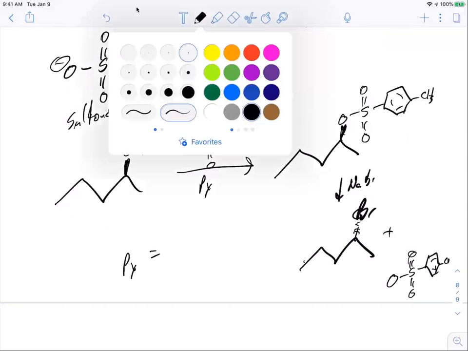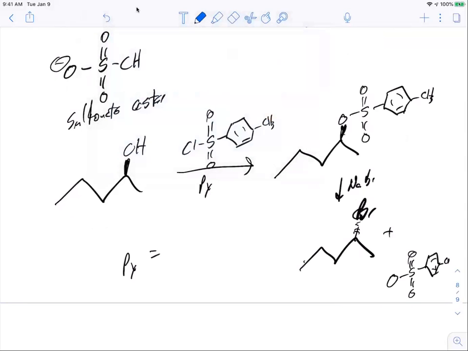A couple of things whenever you're doing this. In this condition, we go with retention of stereochemistry. The reason that we have retention is the reaction is not occurring at the carbon, the reaction is occurring at the oxygen. So it's the oxygen lone pair that's important in the transformation to the tosylate.